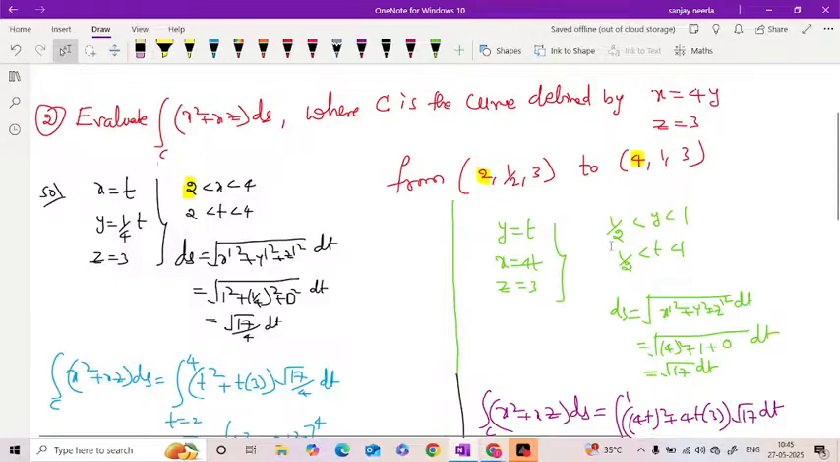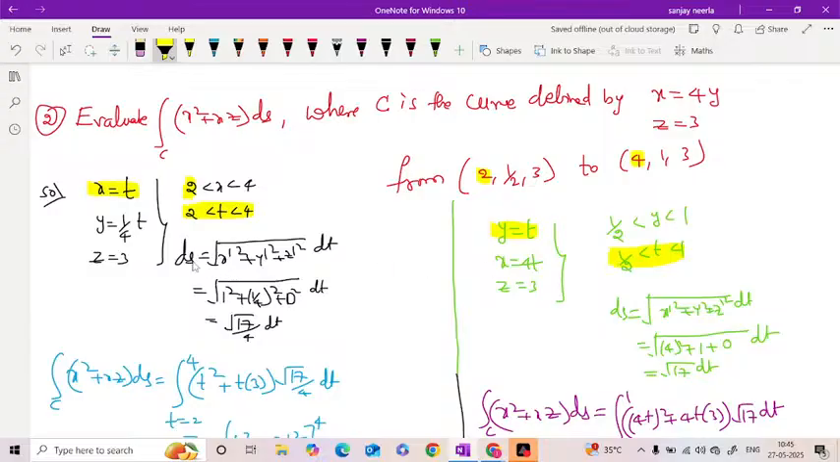So for the parametric form, here we have two options. By taking x equal to t we can form the parametric form, or by taking y equal to t. If we take x equal to t, then the t limits are 2 to 4, and if y is equal to t, the t limits are 1/2 to 1.